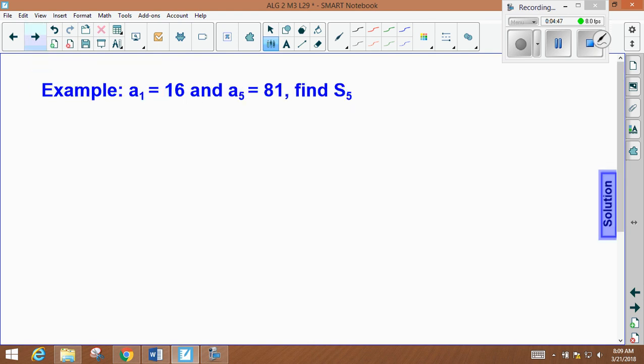So here we go. Sometimes you get a problem and you're missing some stuff. What's missing? Okay, so our formula has a sub 1 in it. Yeah, it's missing r. It's missing r.